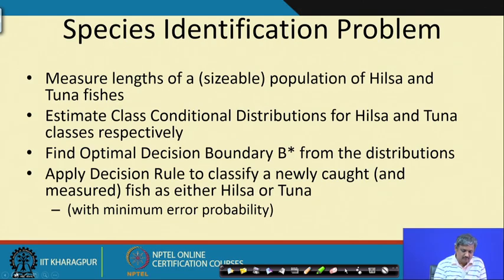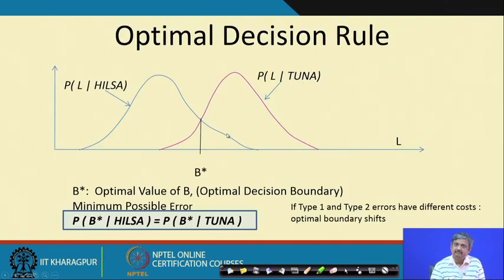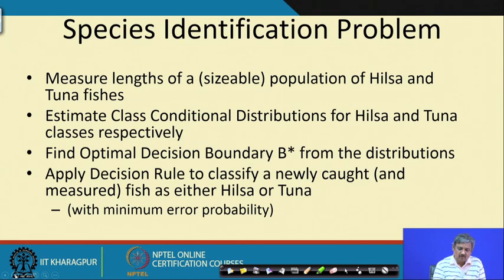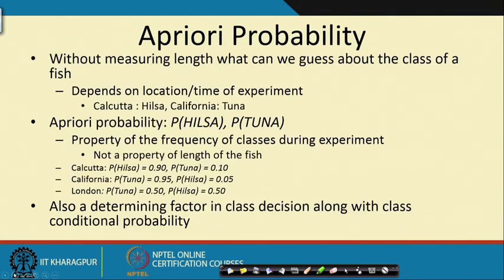One problem with this approach is that these curves may be biased depending on where we take our population from. To compensate for that, we introduce a notion called a priori probability. A priori probability is the probability that a randomly chosen fish belongs to class Hilsa, and a randomly chosen fish belongs to class tuna, no L involved.